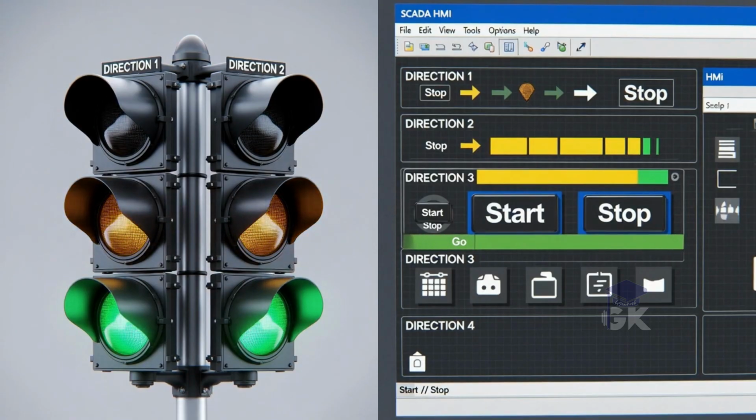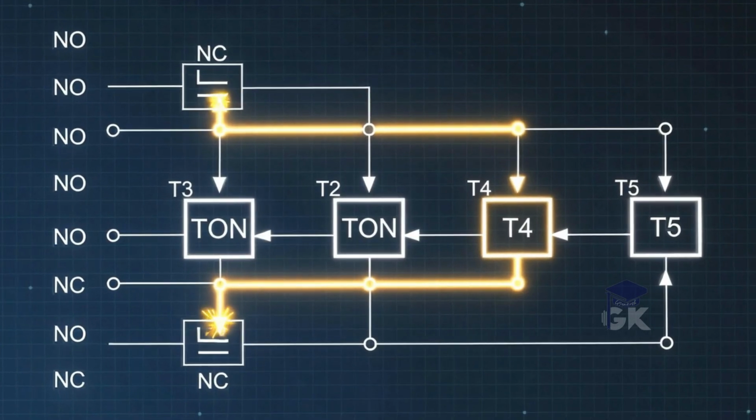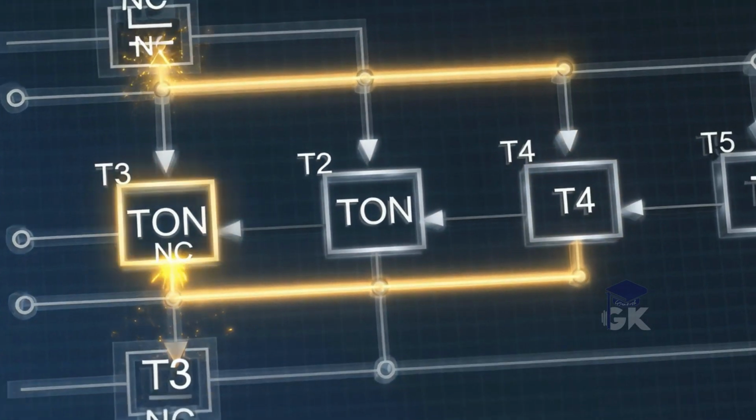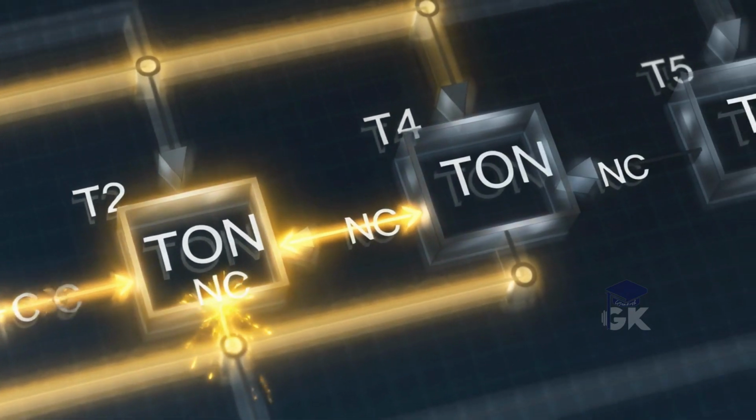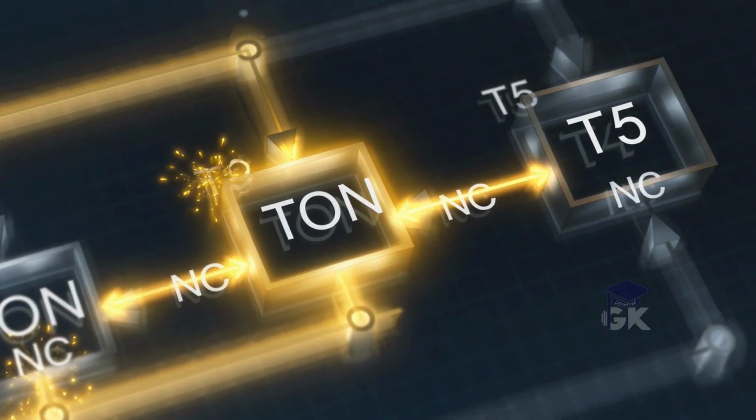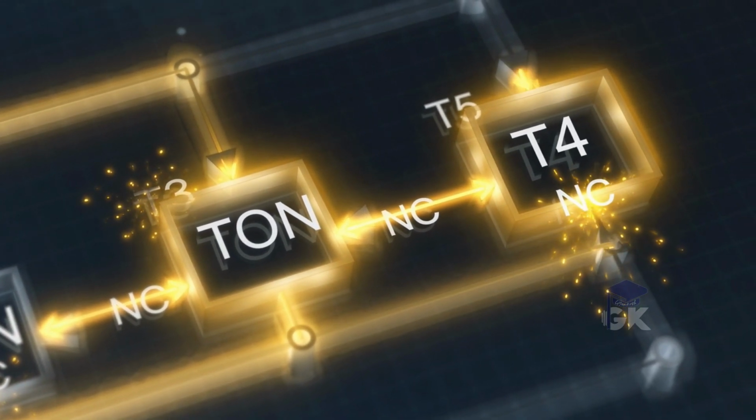The real secret behind this automation is timer logic and interlocking. In the ladder diagram, notice how timers like T2 and T3 are linked to each other. As soon as one timer finishes its set time, it activates the next signal. This is the key concept of the experiment.